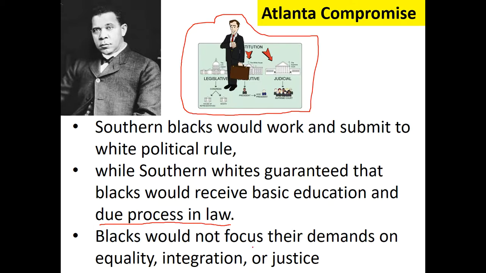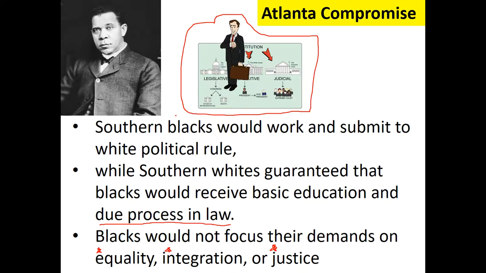And we guarantee that we're not going to demand equality. We're not going to fight for integration right now. And we're not going to fight for justice. We'll do our thing, although it's not necessarily fair. But we need this right now. If we get education and due process, that opens the door, that gives us an opportunity to slowly work our way towards equality. A lot of people don't like this idea by Booker T. Washington. They're like, no, you need it now. We want it now. Life is unfair.